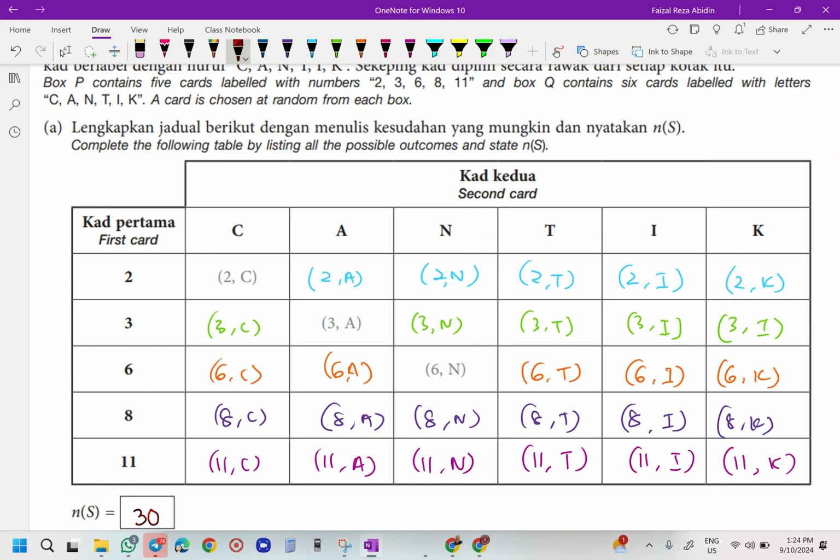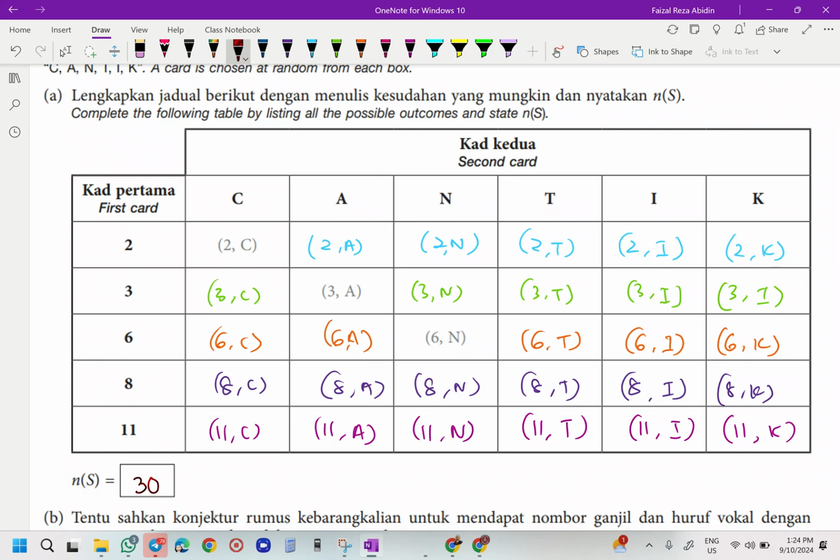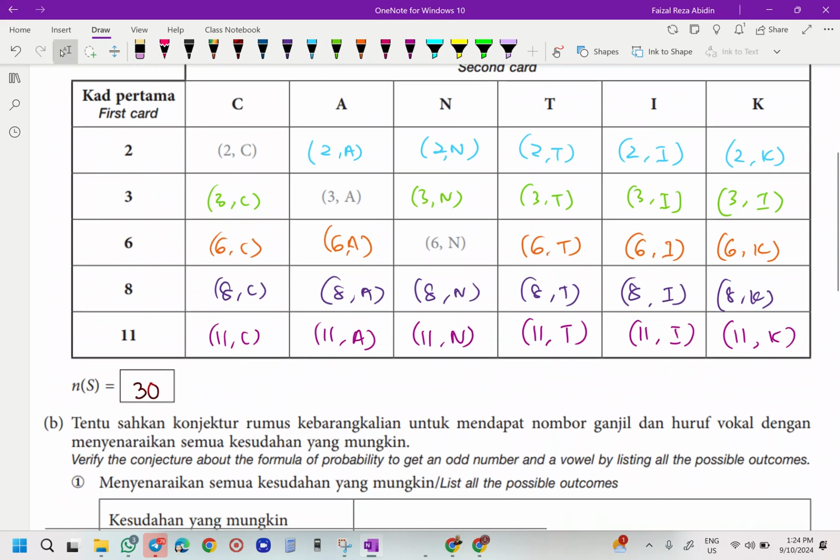So the number of our sample space over here, you are going to get 30. How? 5 times 6. Or you can count everything there. Like our number 1 just now, it says write the sample space, right? So you have to write everything, 30 outcomes. If it's asking you to write, you write, but this one is asking for the number of the sample space. Can, class?